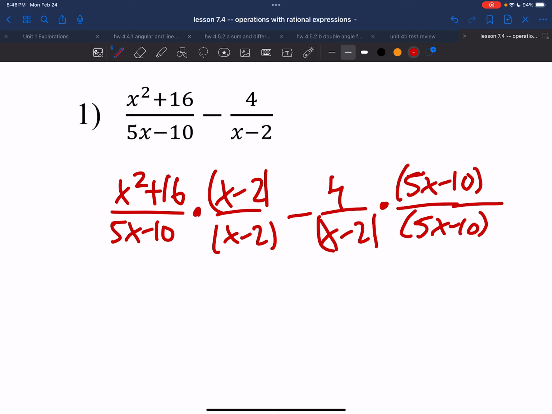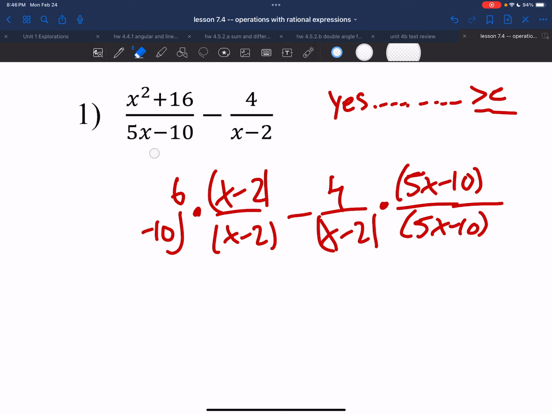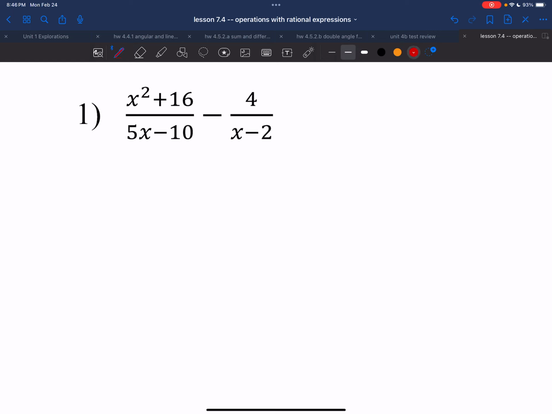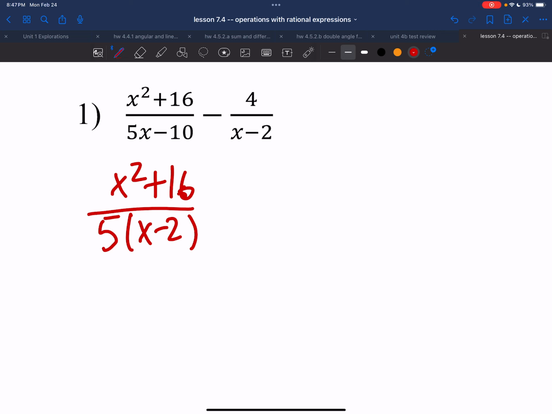Would this work? Yes, but I'm not going to like it. It's not going to be very fun because I have some quadratic distributions here. I don't want to do these binomial distributions and get a bunch of quadratics, yeah? What I'm going to actually do is start by factoring. x squared plus 16 over, factor out the 5, I get x minus 2 there.